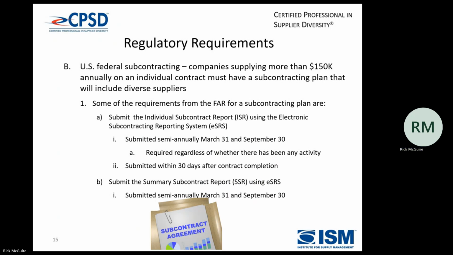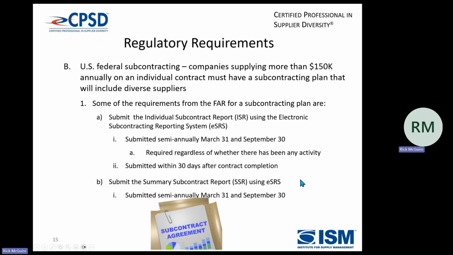The individual subcontract report is due twice a year, March 31st and September 30th, regardless of whether there's been any activity. So if you've got a contract, you've got to submit this report to the federal government. It's also got to be submitted within 30 days after the contract completion. And then there's the summary subcontract report, submitted semi-annually, the same as the individual subcontract report.